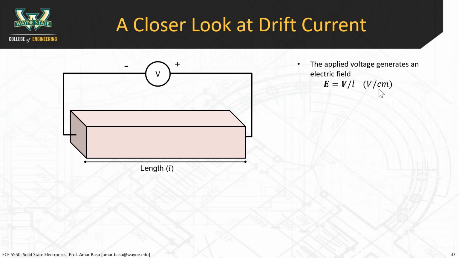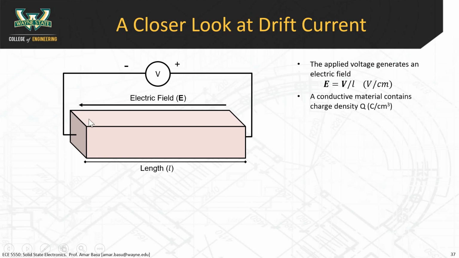Okay, so the way that you can think about electric field is that the electric field gives a force. That force causes the charge carriers to move. So the electric field is pointing from right to left direction. So it points from the positive end of the voltage source to the negative end of the voltage source. So your electric field is pointing from right to left here.